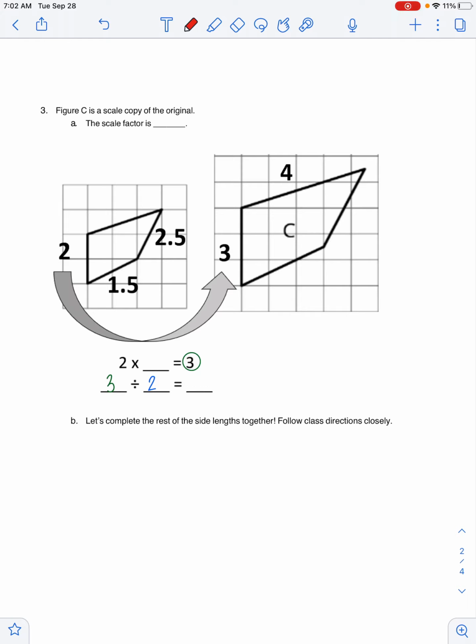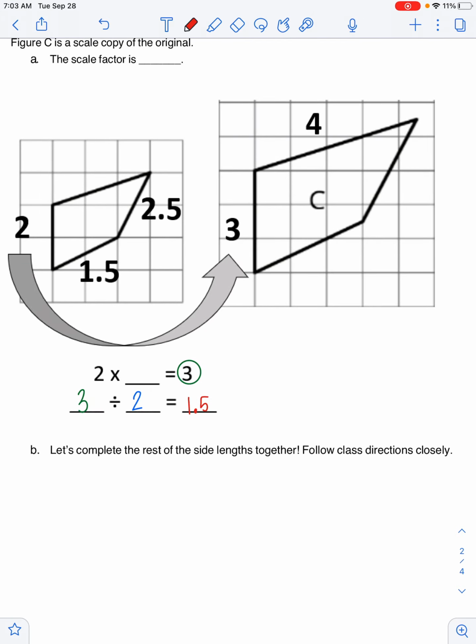3 divided by 2 can be written in a lot of ways. It can be written as 1.5, as 3 over 2, or as 1.5. I'm going to use a decimal here. 3 divided by 2 is 1.5, and then I'm going to check my work. Does 2 times 1.5 equal 3? It does. And if you're struggling with those decimals, you can always use a calculator to support your work. But we know that the scale factor is 1.5. And the reason is because 2 times 1.5 equals 3, and 2 and 3 are corresponding sides.